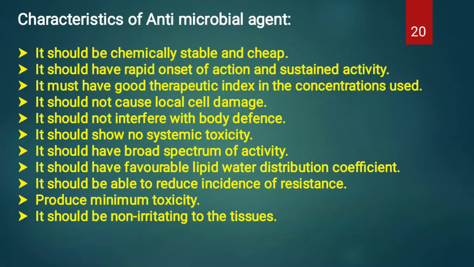Characteristics of an ideal antimicrobial agent. An ideal antimicrobial agent should be chemically stable and cheap. It should have rapid onset of action and sustained activity. It must have a good therapeutic index in the concentrations in which it is used. It should not cause any local cellular damage. It should not interfere with the body's natural defense mechanisms. It should not show any systemic toxicity.